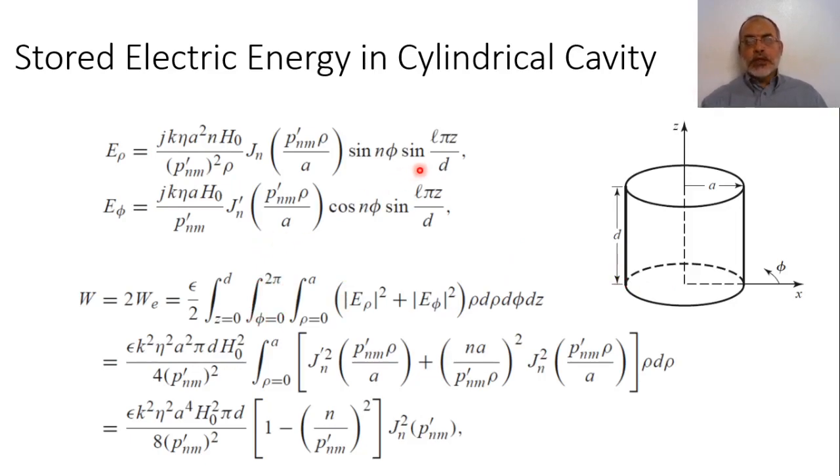Effectively, the integration with respect to z is very simple. Sine squared of l pi z over d, its integration with respect to z is d over 2. The integration with respect to phi of sine squared n phi from 0 to 2 pi is actually 1 over 2. The remaining part is only the integration of the Bessel function and the first derivative of the Bessel function. So these are the main terms that should be taken into consideration in the integration. Okay?